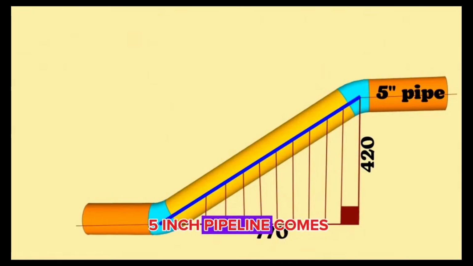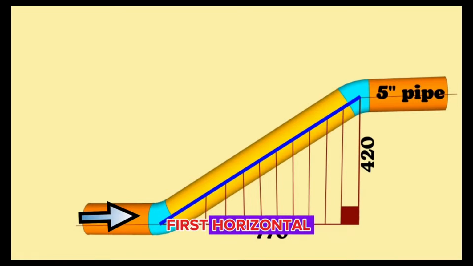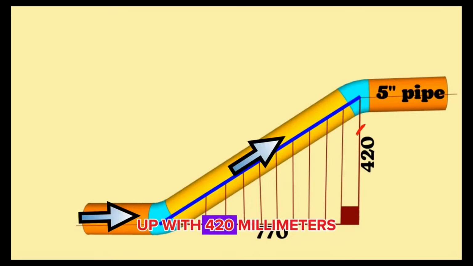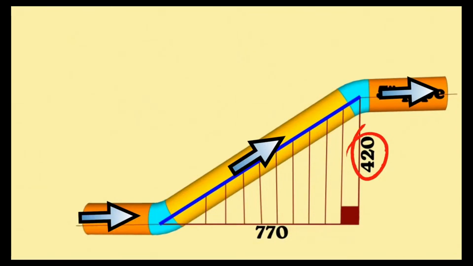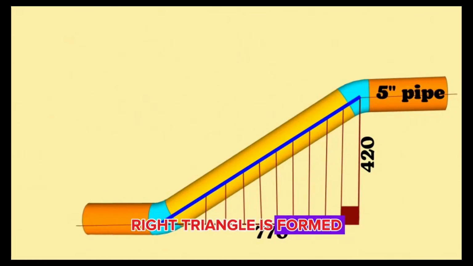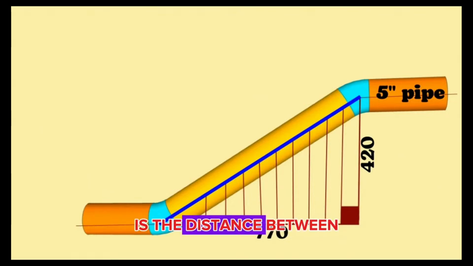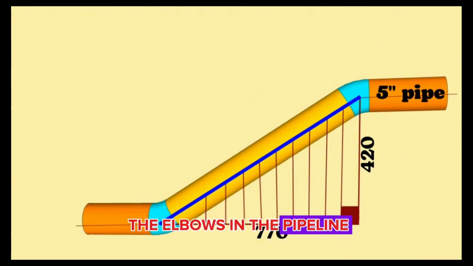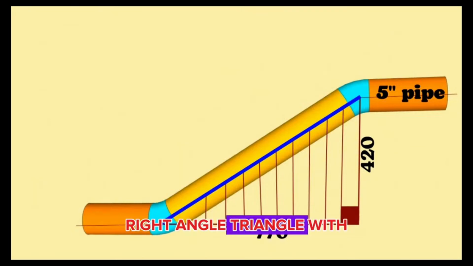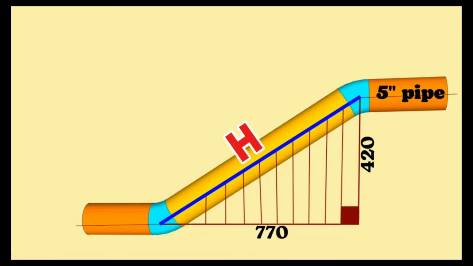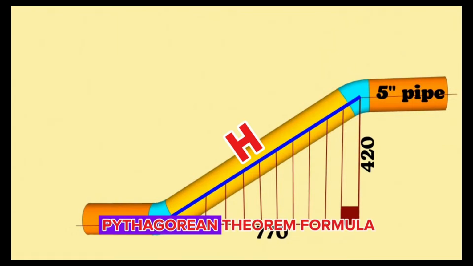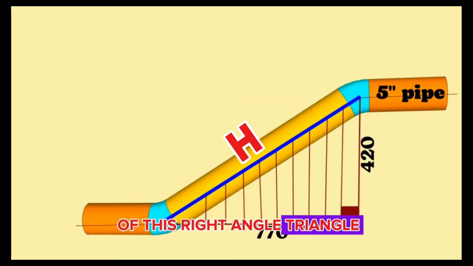As you can see, the 5-inch pipeline comes first horizontal, then vertical up with 420 mm and then continues horizontally again. A right triangle is formed with dashed lines after the pipeline rises vertically 420 mm. The hypotenuse of this right angle triangle is the distance between the elbows in the pipeline. Let's mark the hypotenuse of this right angle triangle with a big letter H. Now let's begin to find the hypotenuse. We will use the Pythagorean theorem formula in such cases to calculate the hypotenuse.